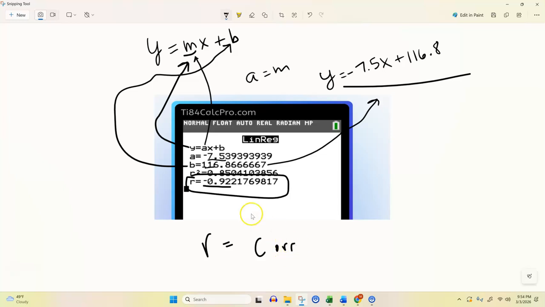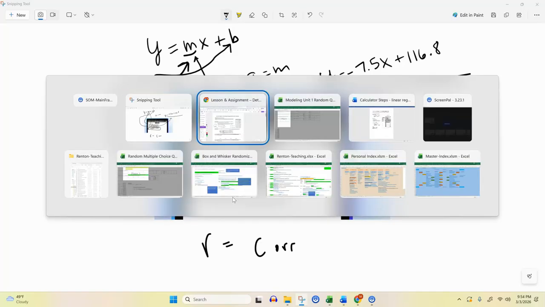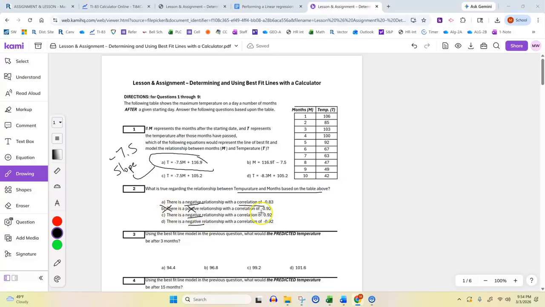Okay? That says how strong the relationship is. So it's very strong. Remember, negative can be strong. The closer it is to -1, -1's perfect, just like 1's perfect. So it's a negative 0.92. So that would be the answer for question number 2, which is going to be this one right here. Okay, two things: negative relationship we get from the slope, and we get the negative 0.92 from the calculator readout.